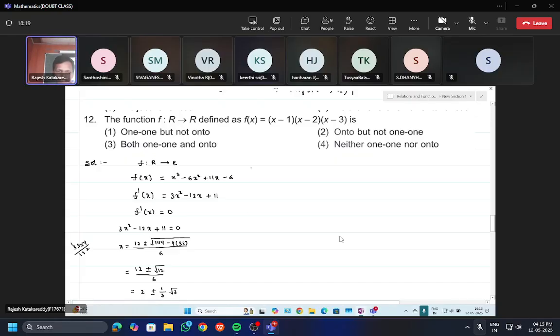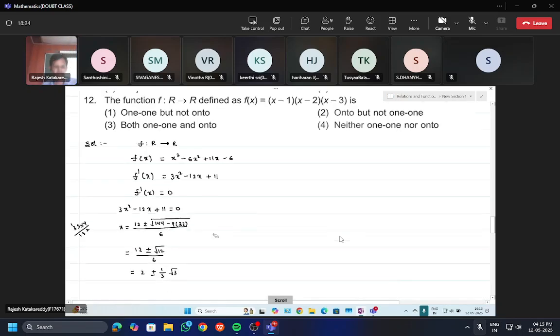So I have the roots here. What are those roots? One root is 2 plus 1 by root 3. Another is 2 minus 1 by root 3. Now listen to me carefully. We are assuming one root as alpha. Alpha is 2 minus 1 by root 3. Another root is beta. Beta is 2 plus 1 by root 3.